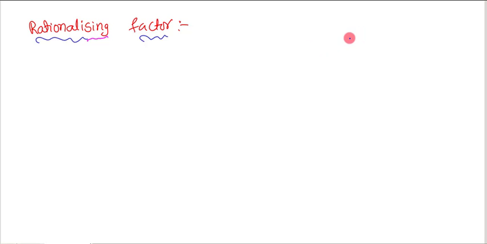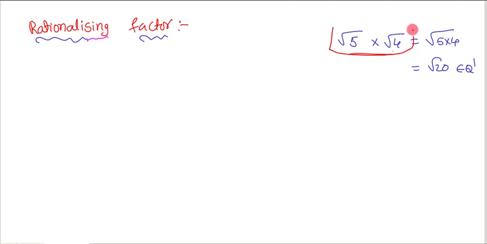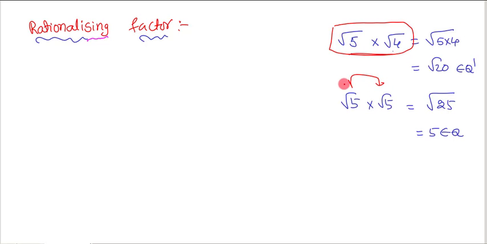Let us see an example. If you take root 5 and multiply it by root 4, what number are you going to get? You get under root 4 into 5, that is root 20, which is again an irrational number. So the product of these two surds is not rational, and these two are not rationalizing factors to each other. And if you multiply root 5 by root 5, you get under root 25, which is 5, a rational number. That means the product of these two surds is a rational number.